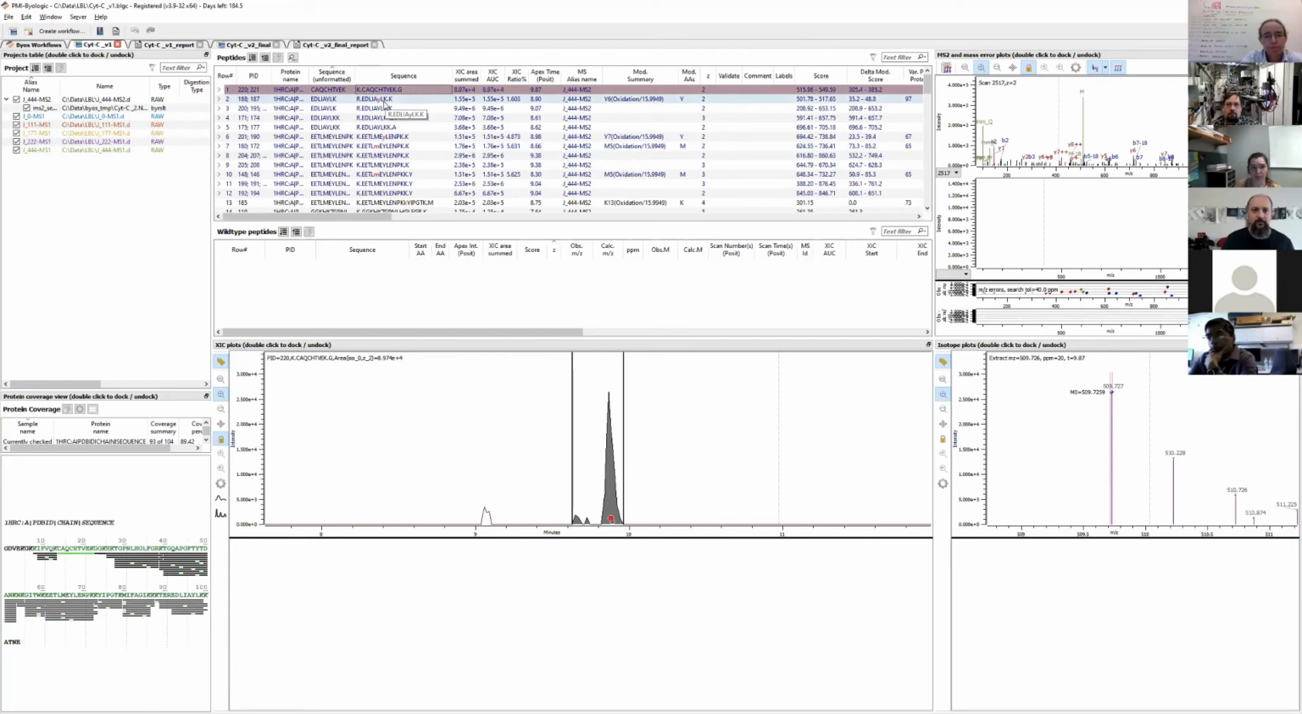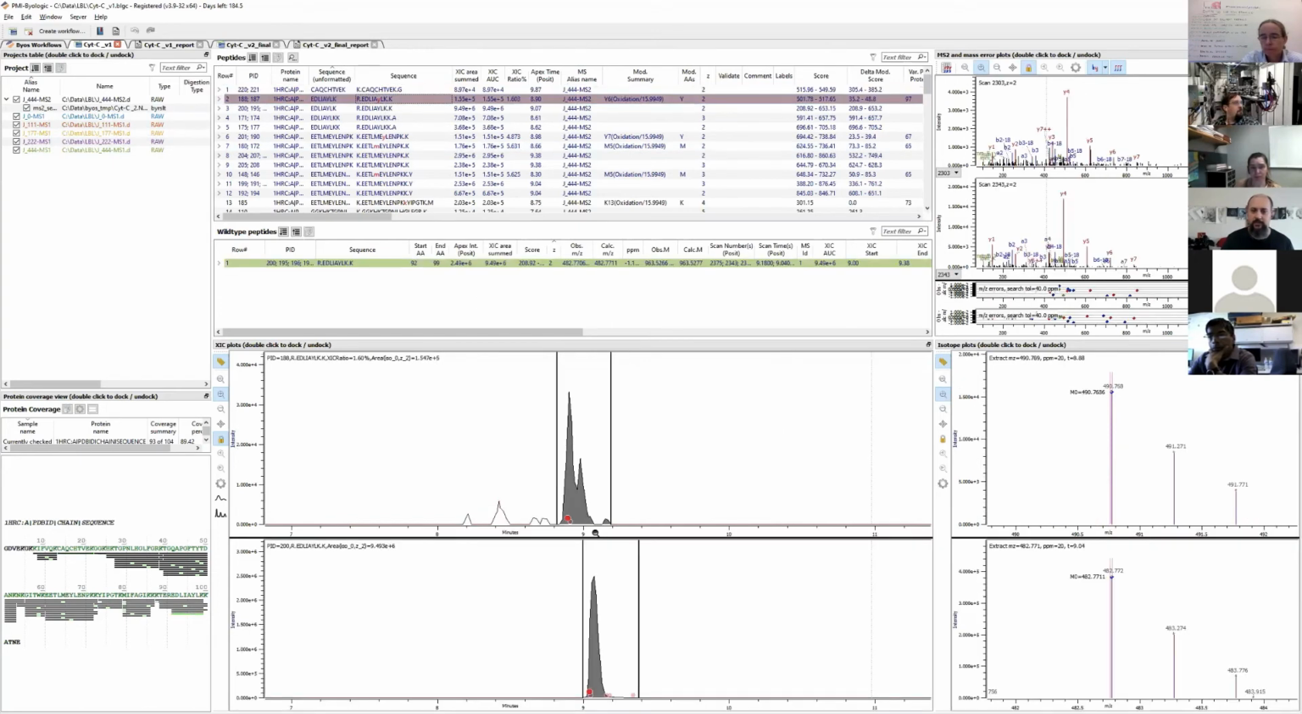If you click on a modified peptide like this one, we will see a divided panel view. On the top is going to be the modified peptide, in this case oxidation. The bottom one is going to be the corresponding wild type. So this is useful for direct comparison in both MS-MS, MS1, and the XIC.